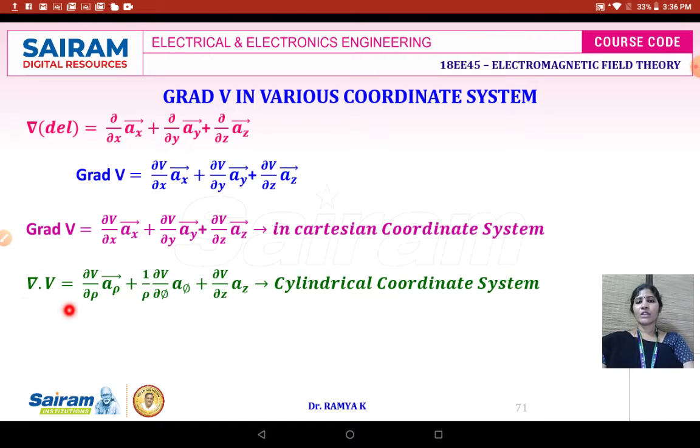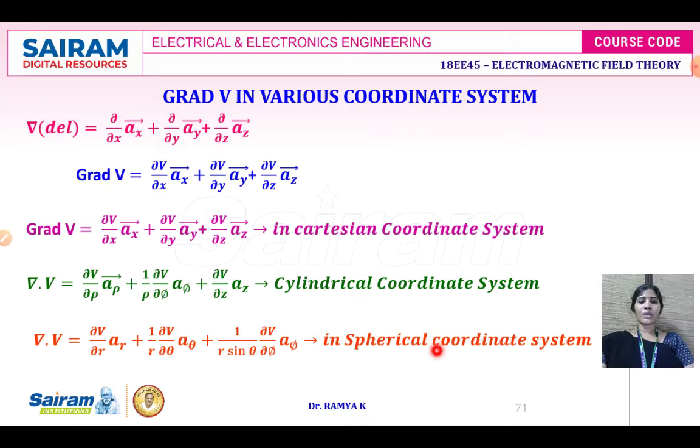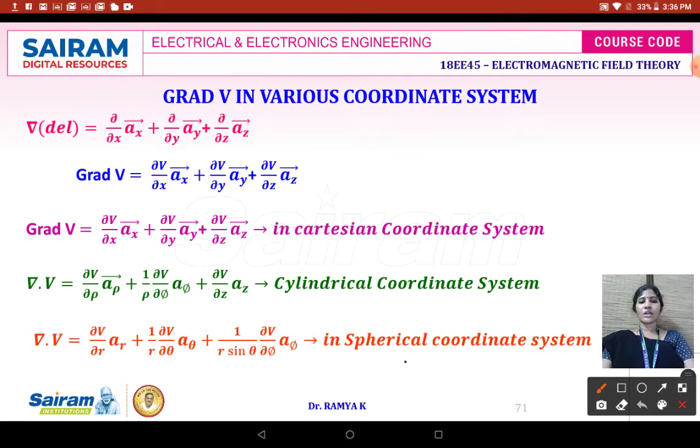This is the formula that we need to use for grad V in the cylindrical coordinate system. Next is the spherical coordinate system. In the spherical coordinate system, the three coordinates are r, theta, phi. So we can write grad V equal to ∂V/∂r into a_r, plus 1/r ∂V/∂theta into a_theta, plus 1/(r sin theta) ∂V/∂phi into a_phi. This is the grad V in the spherical coordinate system.